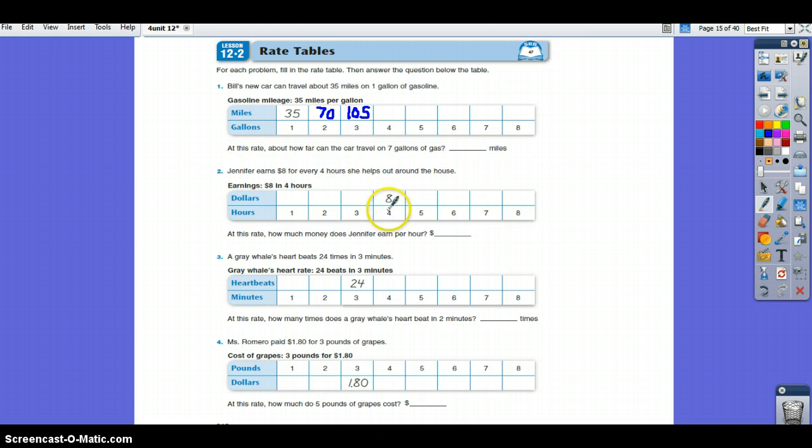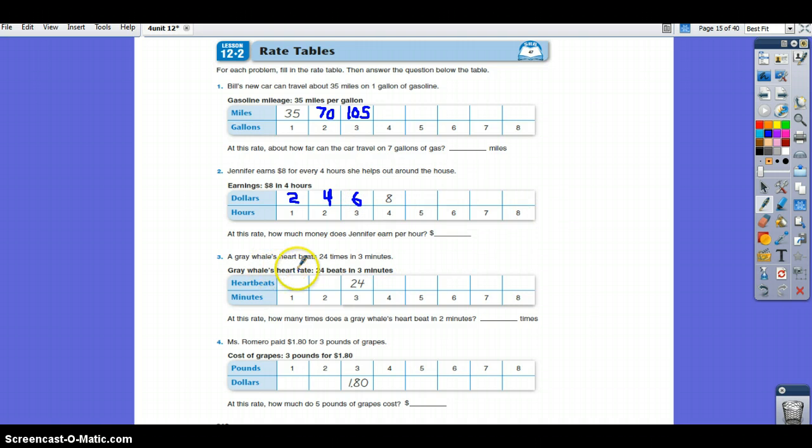Same thing. Now when you come down here, we have $8 in 4 hours. We'll figure out how much I can earn in half the amount. Well, half of 4 is 2. Half of 8 is $4. Hopefully you're seeing a pattern. 4 becomes 8. These should be even numbers up here. So $2 in 1 hour, $4 in 2 hours, $6 in 3 hours, and so on.